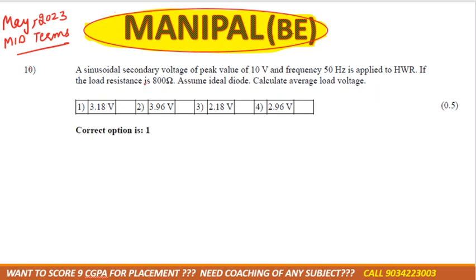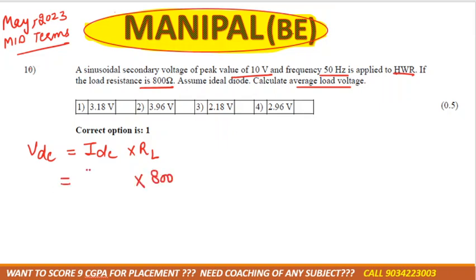See, in this question they have given you the load resistance, Vs max, frequency, and half wave rectifier. We need to calculate VDC, the average load voltage, that is IDC multiplied by RL. RL is 800 ohm. IDC is how much? Imax by pi.